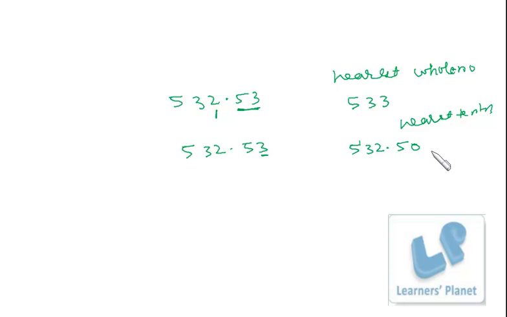Suppose I ask you rounding to the nearest 100th, then the number will be as it is, because in case of rounding to the nearest 100th we want two digits after decimal, so it is already having two digits after decimal. So this is rounding to the nearest whole number, this is rounding to the nearest 10th, and this is rounding to the nearest 100th place.